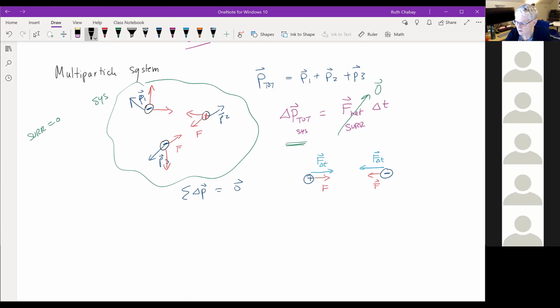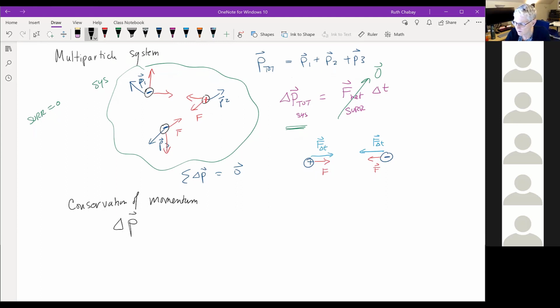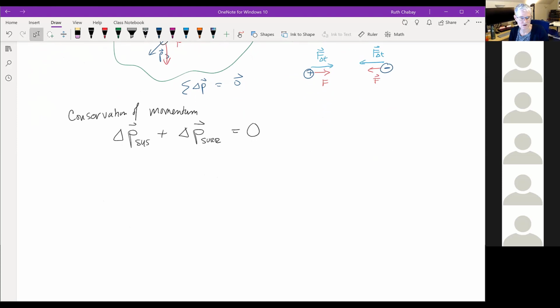And so we can write this more generally in what we call conservation of momentum. We say the change of the momentum of a system plus the change of momentum of the surroundings has to be equal to 0. And this is a useful principle in some situations, because if we choose everything around here of interest to be the system, then there's nothing in the surroundings. And so the total momentum of the system doesn't actually change. The momentum of an isolated system can't change.